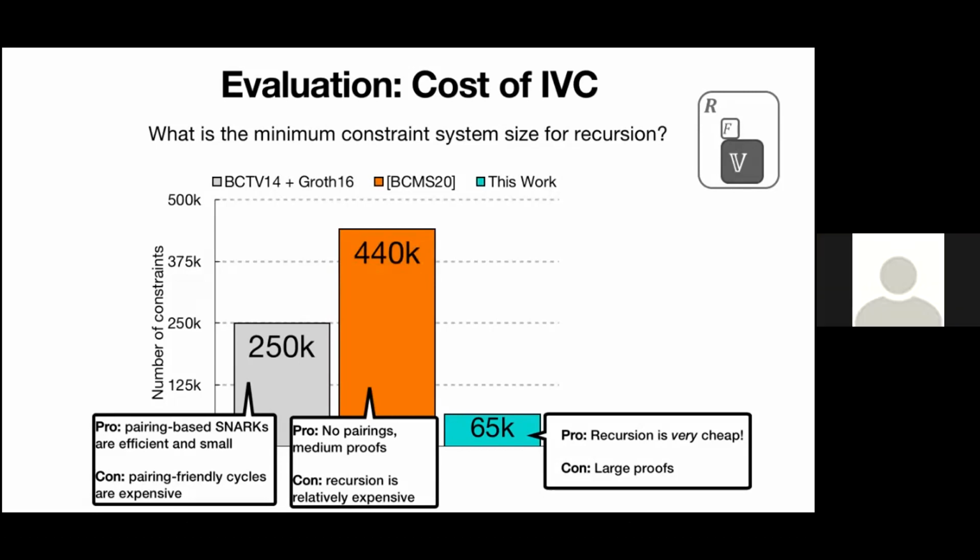Yeah, I just want to understand a little. So this 250K, it's no accumulation schemes. It's like the cost of doing a pairing inside the circuit. That's the 250K. Yes. And the 440, yeah. So what's being done in these 440 constraints, more or less? Can you remind me?